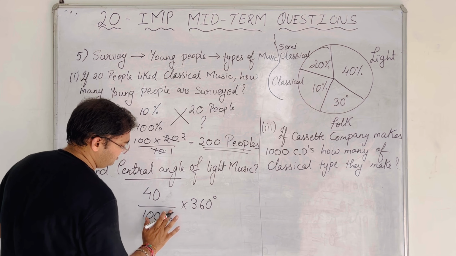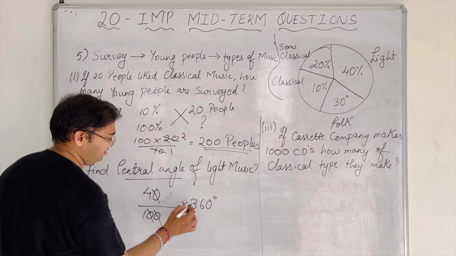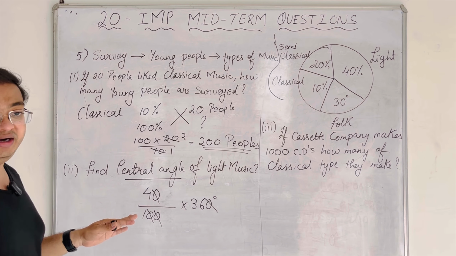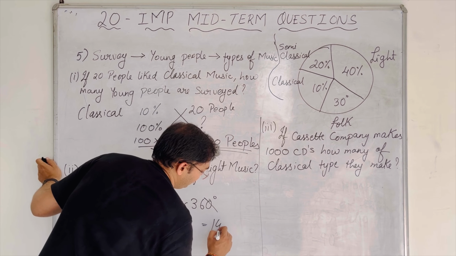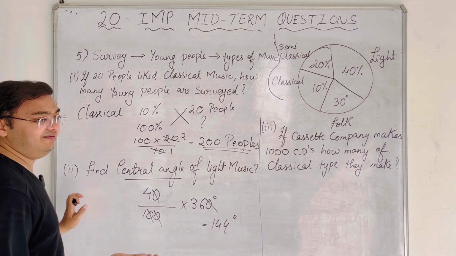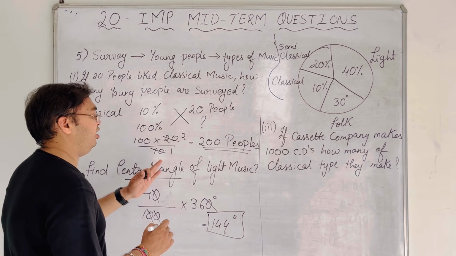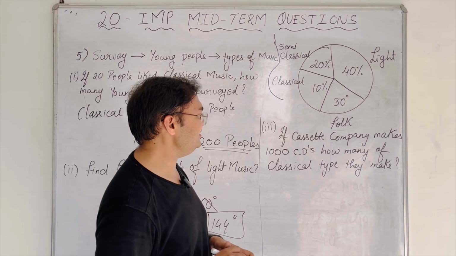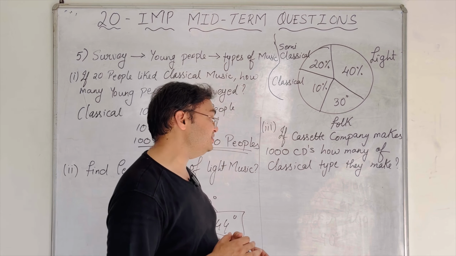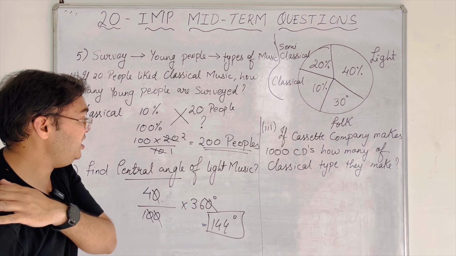Now we will remove this percentage sign because now we are clear. So 10 cancelled over here, 10 cancelled over here. So what we got is 36 fours, 36 fours is 144, because 36 twos is 72, 72 doubled is 144 degrees, which is your central angle of light music. Clear? Third question, if the cassette company makes 1000 CDs, how many of classical type have they made?